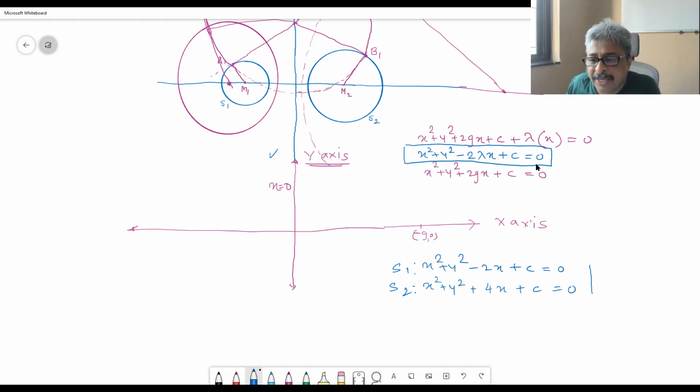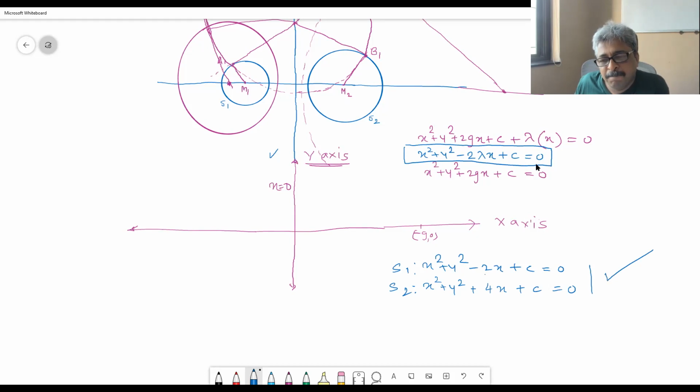Let us cross check by taking a couple of values of lambda. If lambda is equal to 1, we get S1. If lambda is equal to minus 2, we get S2. And these are the two circles whose radical axis is 6x equals 0, which is x equals 0, the y-axis. So it is okay.